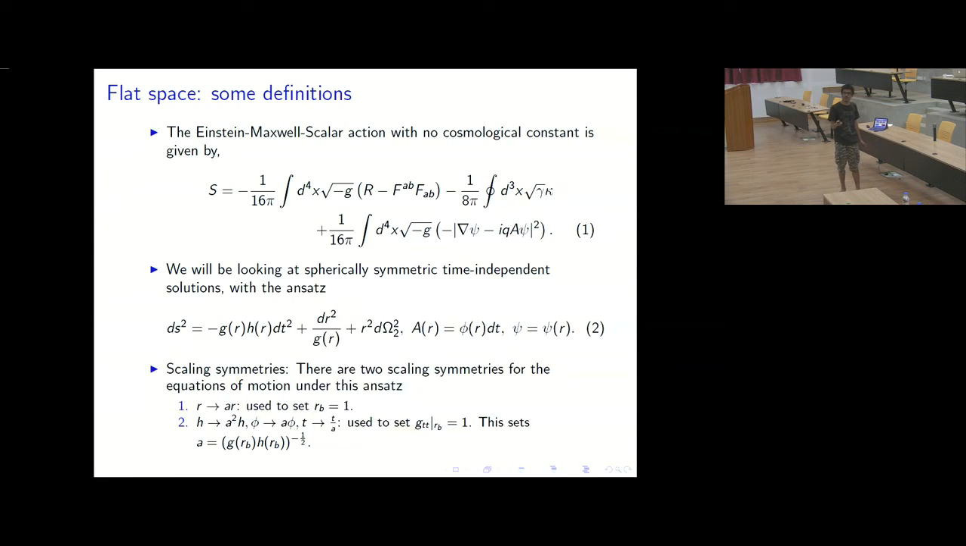And for the equations of motion, there are 2 scaling symmetries, just a technicality. One of which we use to set R_B to 1. So R_H has to be always less than R_B. The other one is a time rescaling freedom, which we at the end use to set the time component of the metric at R equals R_B to be 1. This means that the flat space and any non-trivial geometry will have the same boundary metric at R equals R_B.